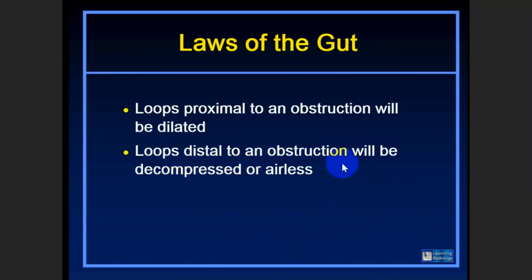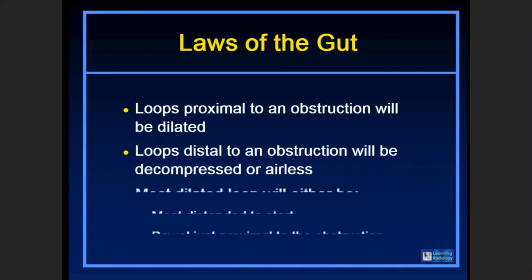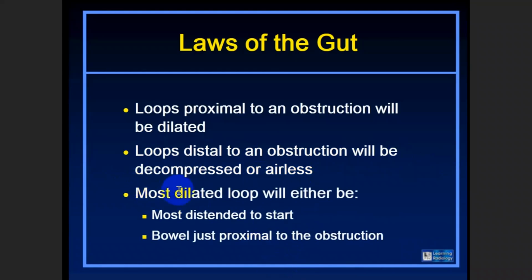Loops distal to an obstruction will be decompressed or airless, air-free. Most dilated loops will be the bowel just proximal to the obstruction. They are dilated.